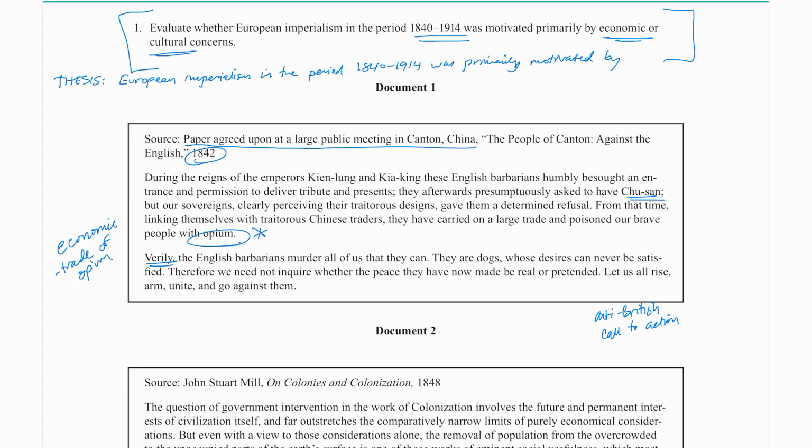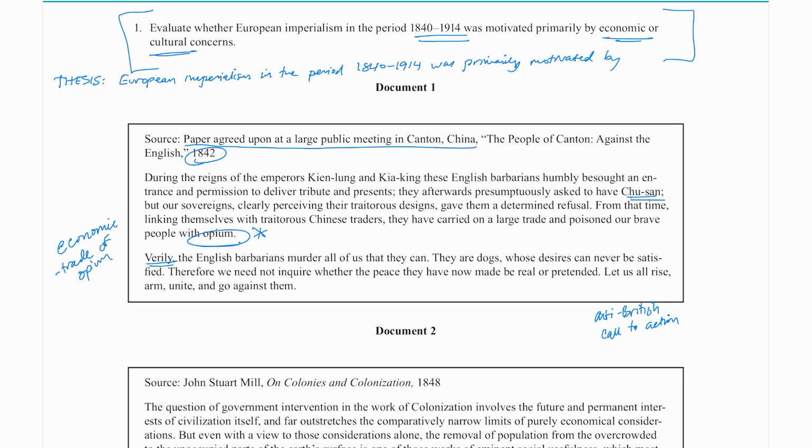This isn't about what my personal feelings about colonialism are. This isn't an essay about how, throughout the ages, many kinds of imperialisms and colonies have taken place. This isn't about the period from 1500 to 1600. This is about this narrow period. And I need to identify whether it's economic or cultural concerns.